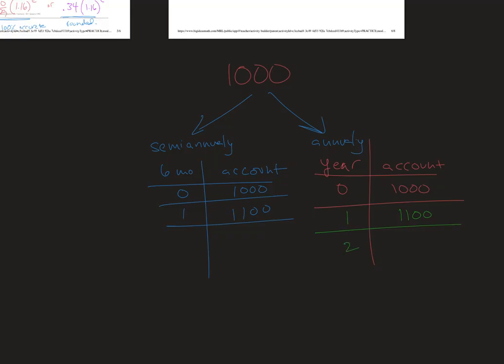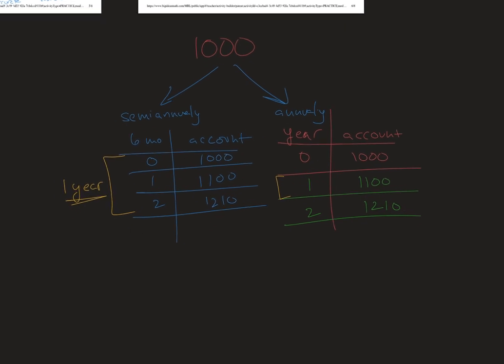So now let's say a second year goes by. So adding 10% means we're going to add another $110. So we got 1,210. But over here, a second 6 months has gone by, and now we're at 1,210. So check this out. This was 1 year. Okay, and over here, this is 1 year. And now do you see, oh, I see over here, this is more money, right? Maybe you don't see it.